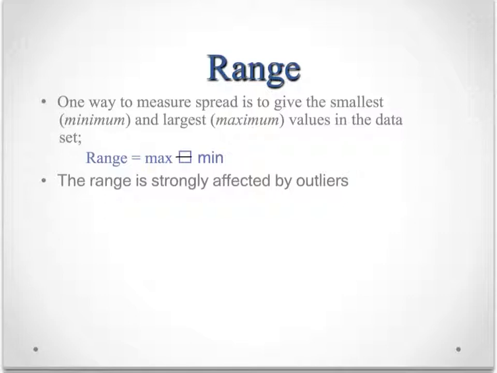Say you were looking at age and you had 100 people, and 99 of them, everyone except one person, is between the ages of 18 and 24. But you have one person in your study who's 80. Well, now your range is 62, whereas most people in the study are between the ages of 18 and 24, and that range is 6. So you see how strongly an outlier can affect the range.